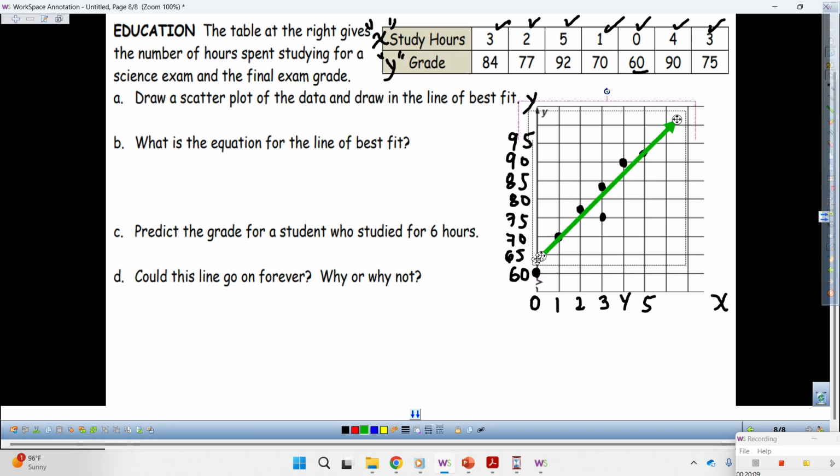Starting at 65? 60? 75? 70? I'm going to leave it right here. Yeah, about 65. All right. So with that said, it's intersecting 2 points at least.